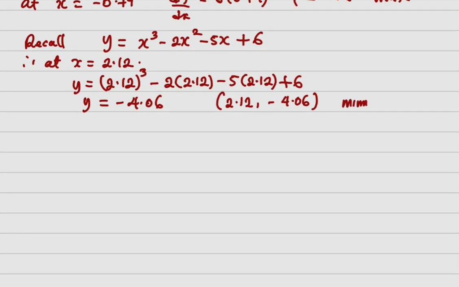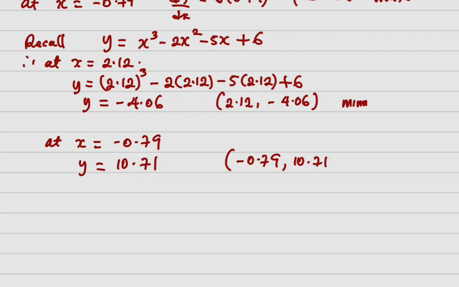Okay, now the same thing we are going to do with the maximum point. So at x equals minus 0.79, if you do it well using your calculator, following the steps very well, you find out that your answer will be approximately 10.71. So the coordinate will be minus 0.79 comma 10.71. So this is the maximum point, the coordinate of the maximum point.